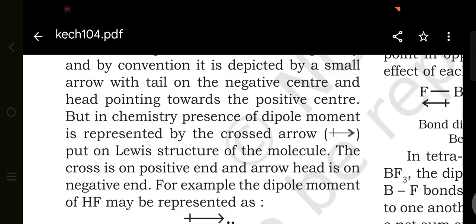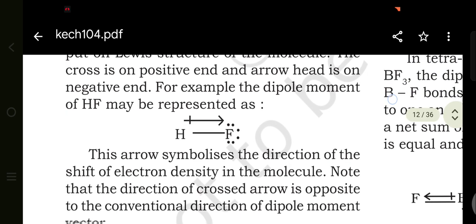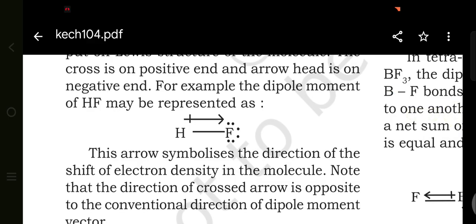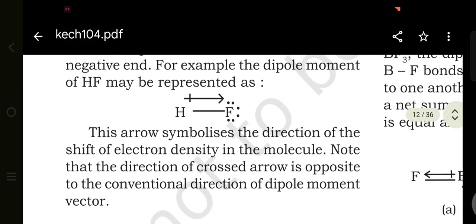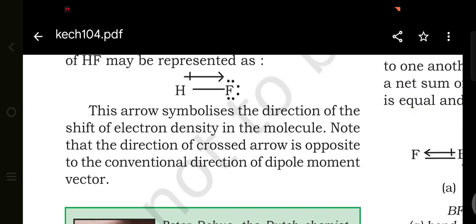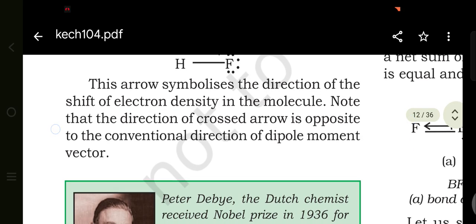The cross is on the positive end and the arrowhead is on the negative end. For example, the dipole moment of HF is represented as H→F. The arrow is towards F. This arrow symbolizes the direction of the shift of electron density in the molecule. Note that the direction of the crossed arrow is opposite to the conventional direction of the dipole moment vector.